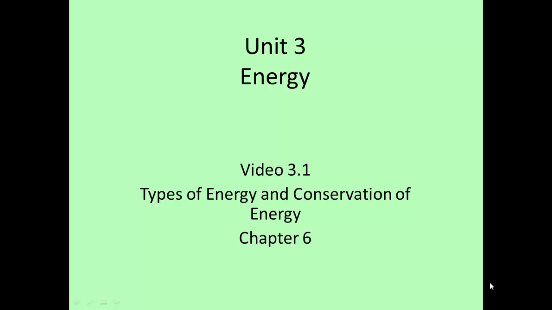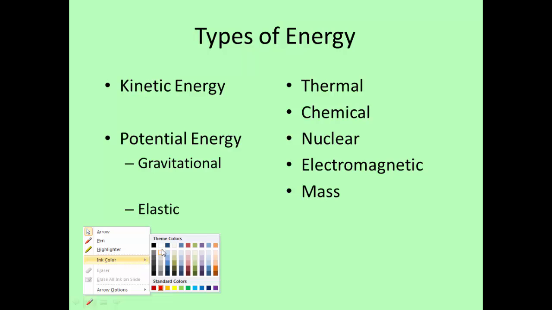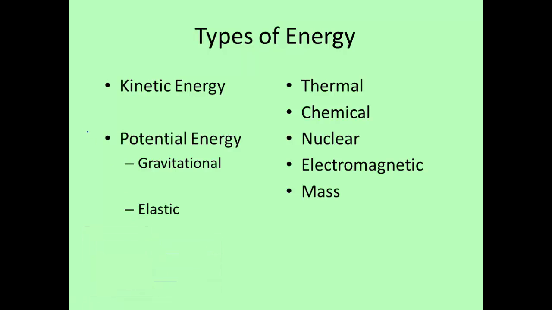Welcome to Unit 3, Video 3.1, Types of Energy and Conservation of Energy from Chapter 6 in your book. If we first start thinking about energies, we have to look at all the different types of energies that we have so that we can determine what it is we are looking for and what it is we're really talking about here. So let's start with kinetic energy. We know that kinetic energy is the energy of motion. So anything that's moving has kinetic energy.